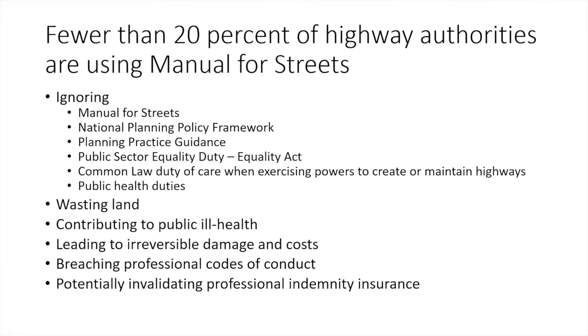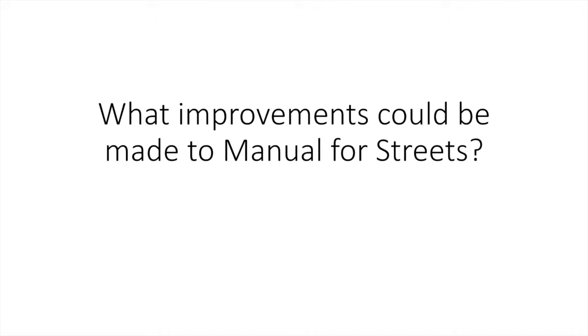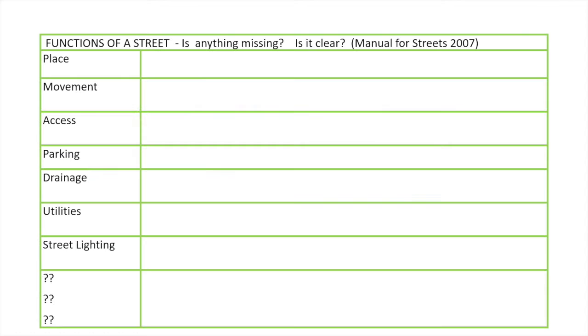They're ignoring public health duties. It wastes land. It contributes to ill health. I won't go on about that, but above all, it's a breach of professional codes of conduct. And in doing so, if you breach your professional code of conduct, you stand the chance of invalidating your professional indemnity insurance. So we're not using manual for streets, and the imperative is to start using manual for streets and start putting people first. Anyway, but a rather abstract question, if we were going to try to improve manual for streets, what improvements could we make to it?